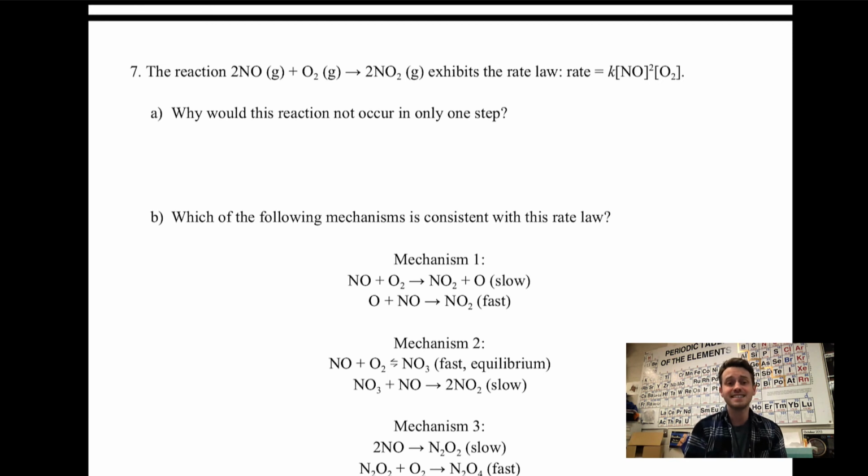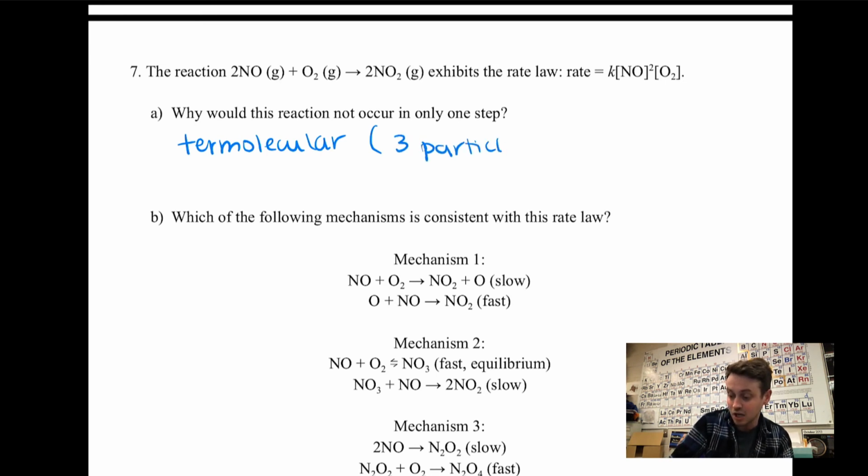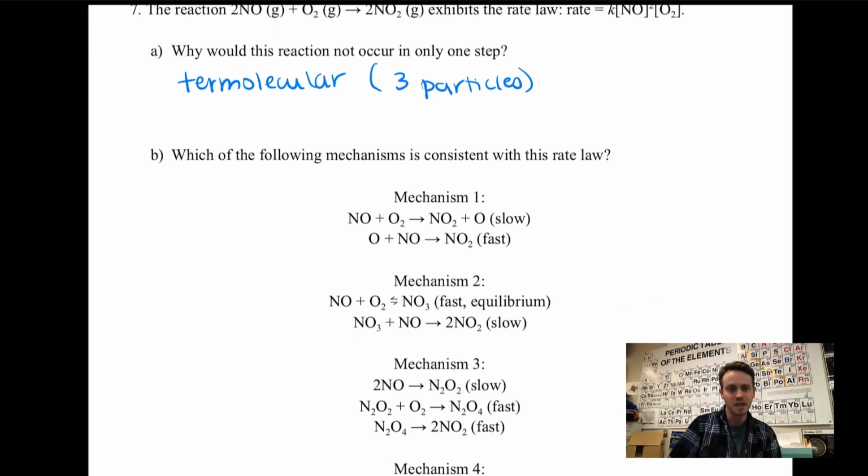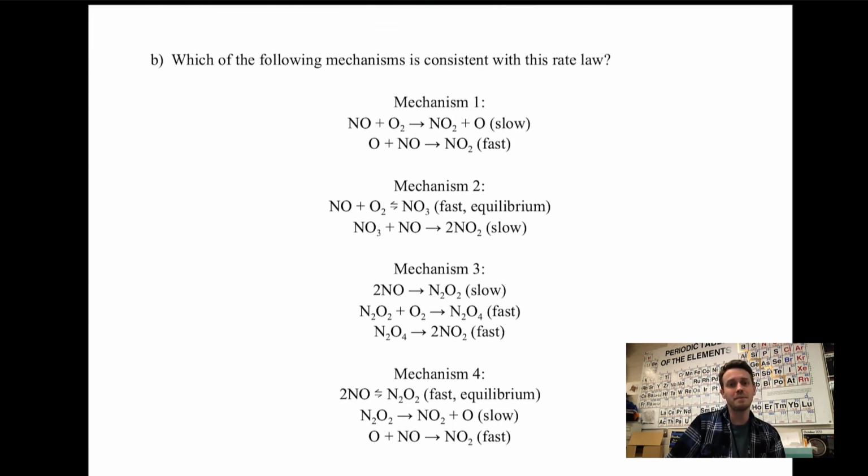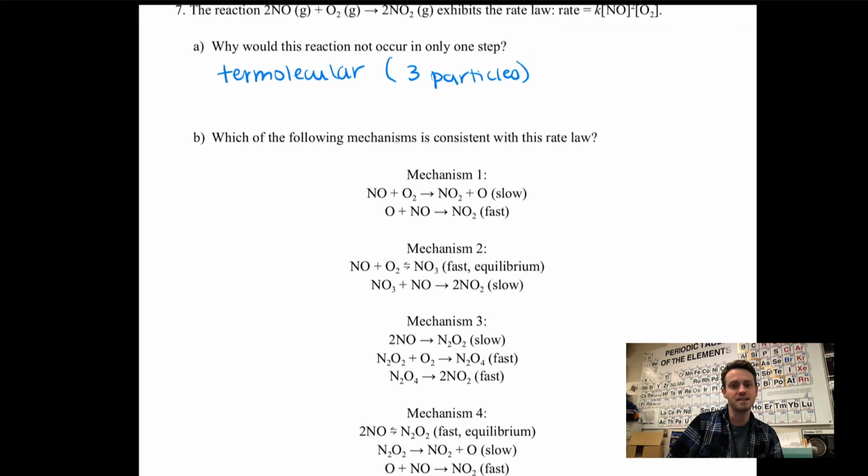In number 7, it says the reaction 2NO plus O2 yielding 2NO2 exhibits the following rate law. In part A, it says, why would this reaction not occur in only one step? We've talked about this before, and I'm not going to write a long response here, but this is termolecular. There are 3 particles that would have to collide here. That is highly unlikely.